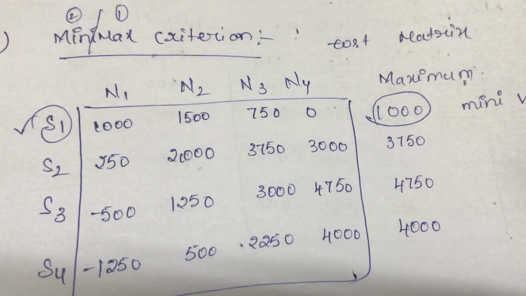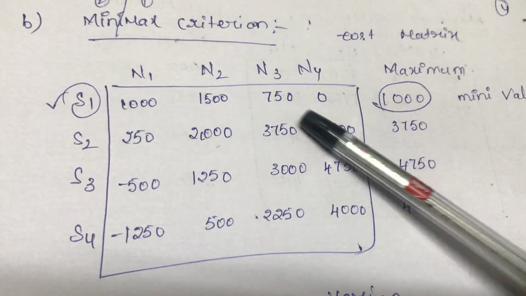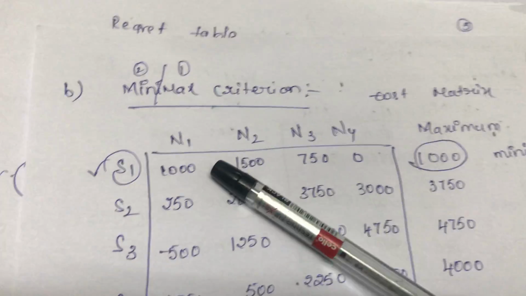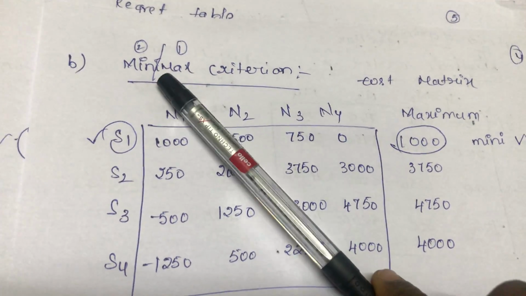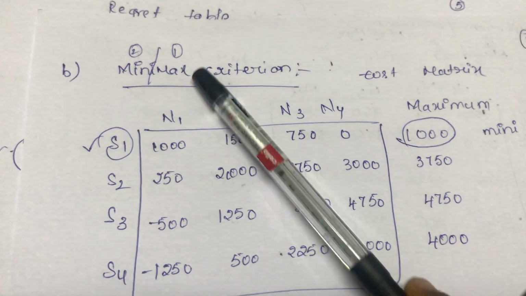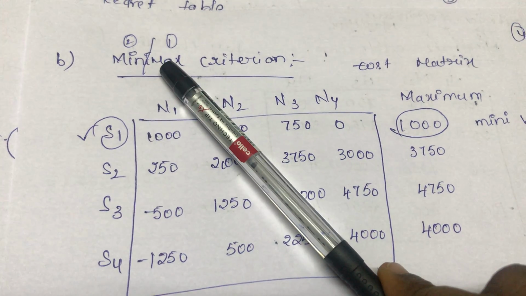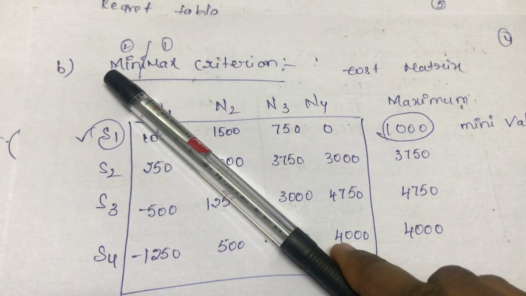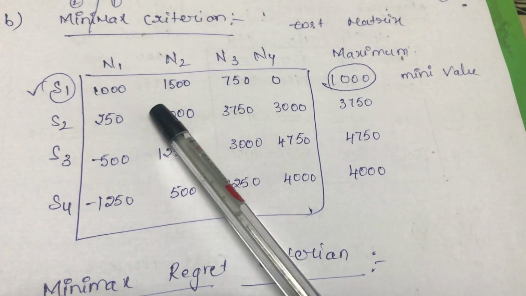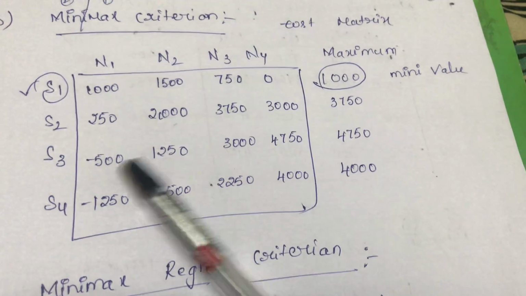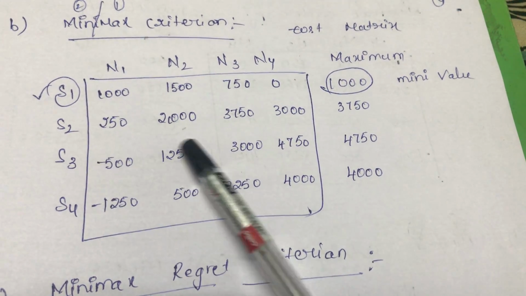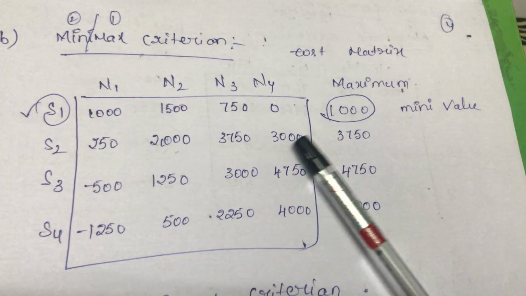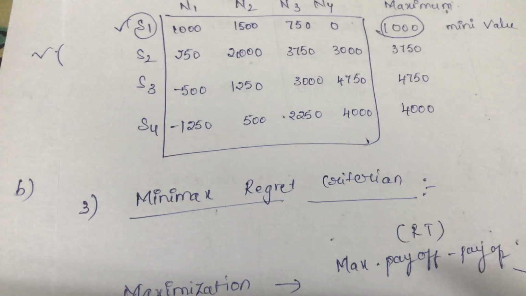Next is the minimax criterion. In this minimax criterion, we took the same payoff matrix, and again we have to start from the back. First we find from each and every row the maximum value, and then from those maximum values we find the minimum value. Similarly, we found each and every row's maximum value. From that, the minimum value is 1000. So strategy 1 is selected.